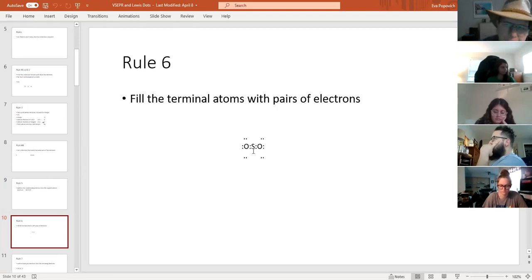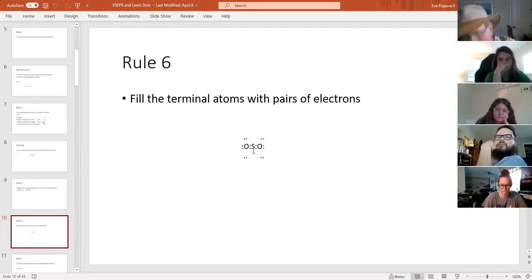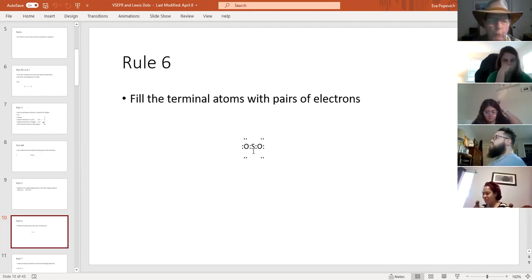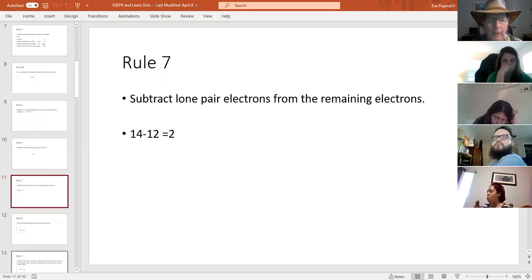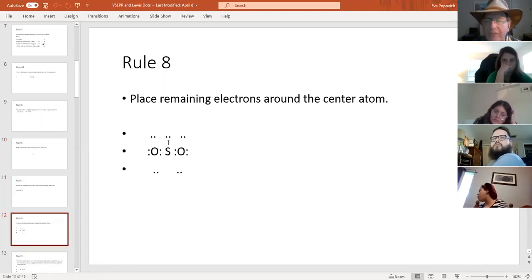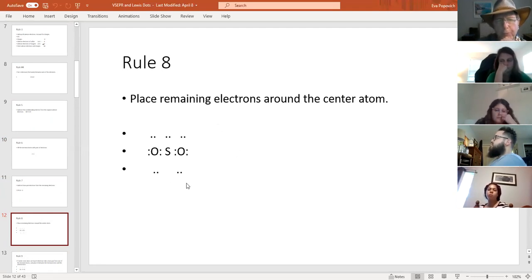I had 14 left. How many does that give me? Come on, let's do this quickly so we're not here all night. I had 14 left. I just used up 12 more. Thank you. There are 2 left. My rule says if I have 2 left, they go on the center atom at that point. All right. Now, I'm looking at this very nice molecule, only there is something wrong with it. What is wrong with this particular molecule?